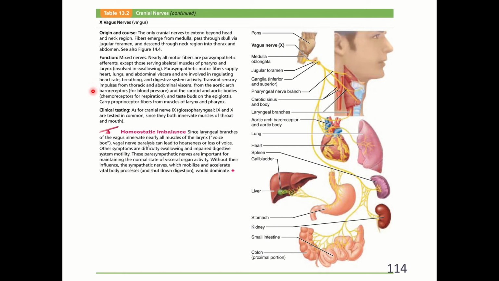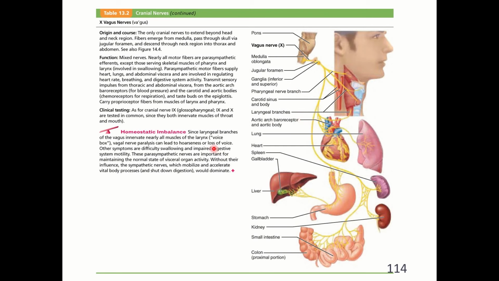They transmit sensory impulses from the thoracic and abdominal viscera, from the aortic arch baroreceptors for blood pressure, and the carotid and aortic bodies for respiration. They also have taste buds on the epiglottis and carry proprioceptor fibers from the muscles of the larynx and pharynx. So basically, they innervate the organs in the body for both sensory and motor functions.